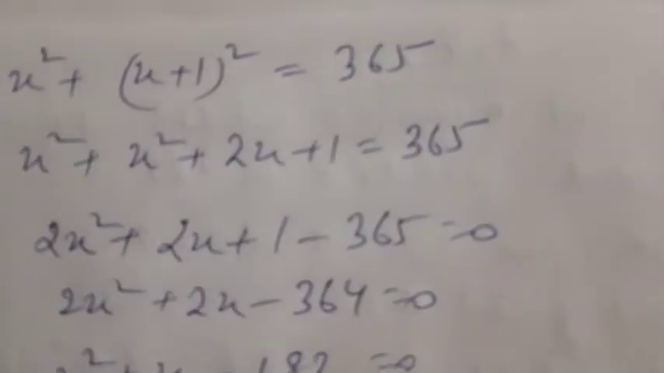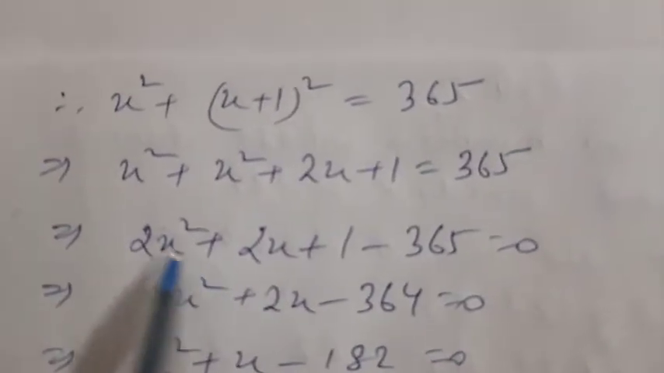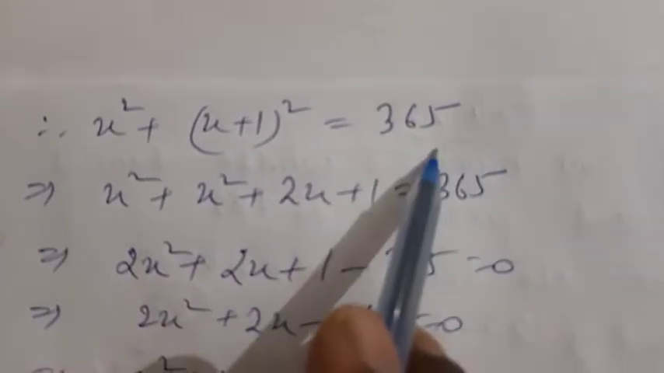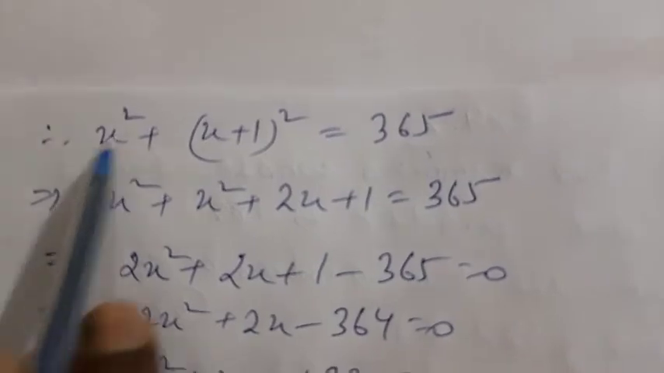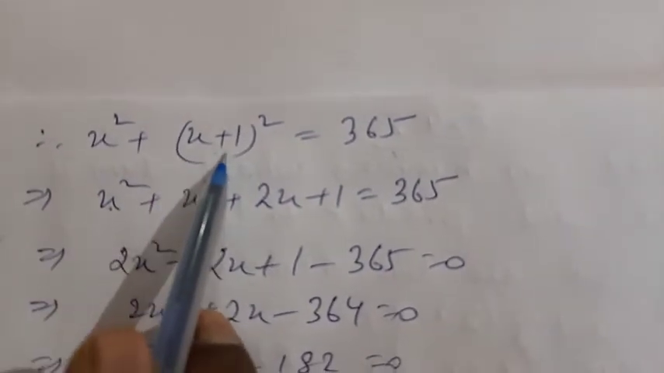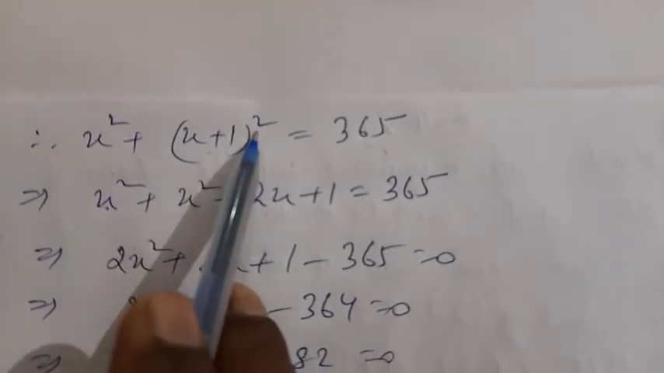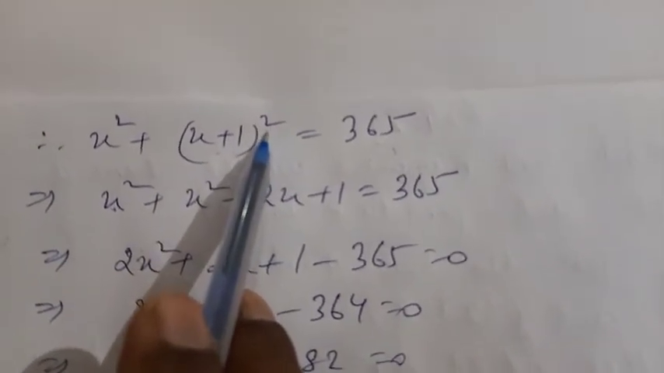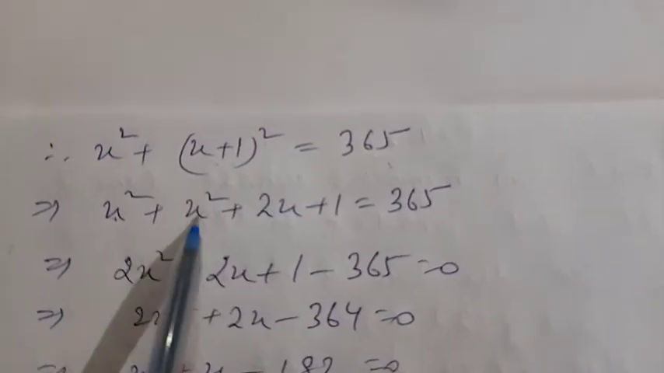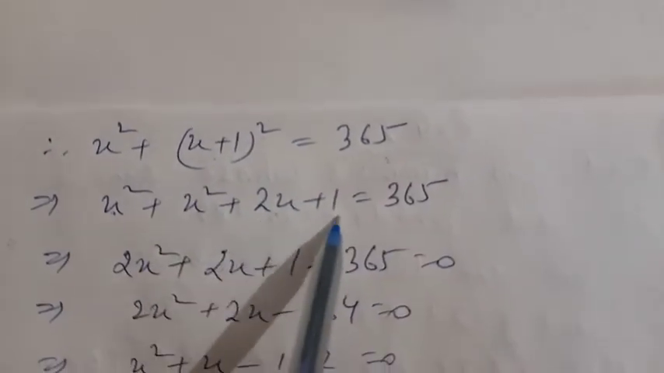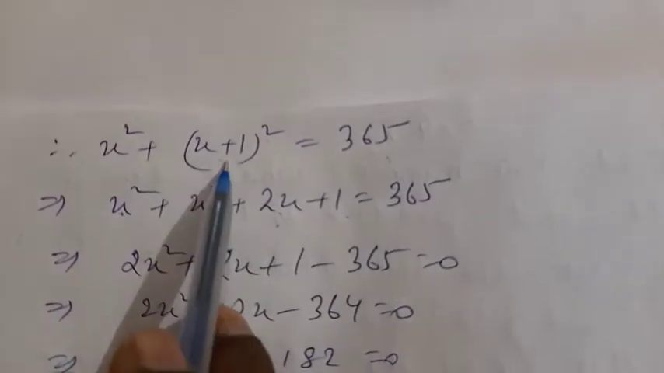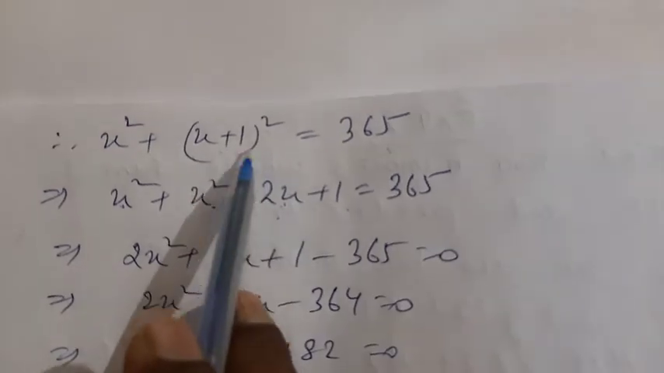Now this x square plus (x plus 1) whole square is equal to 365. X square will be taken as only x square, but the other is in the form of the binomial (a plus b) whole square. Now (a plus b) whole square means (x plus 1) whole square. X square plus 2x plus 1 will do the work then. It is a square, it is 2ab, and then b square.